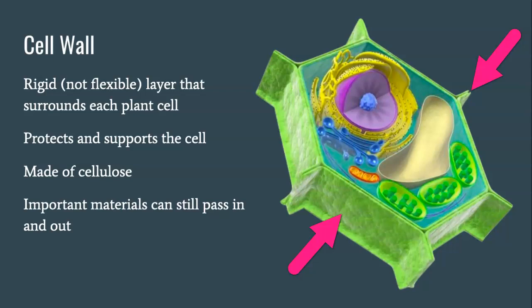This does two things. First, it protects the cell, and second, it supports the cell. It gives it structure or strength. Cell walls are also made of cellulose, and while they are rigid and help the plant keep its shape, important materials can still pass in and out of the cell wall and then through the cell membrane into the cell.